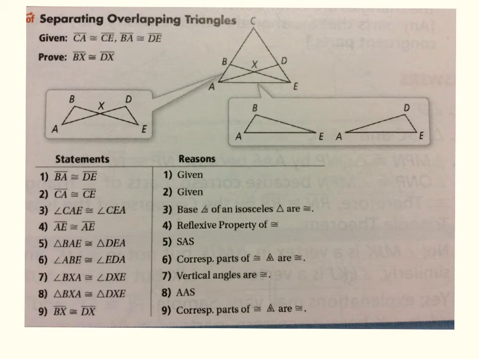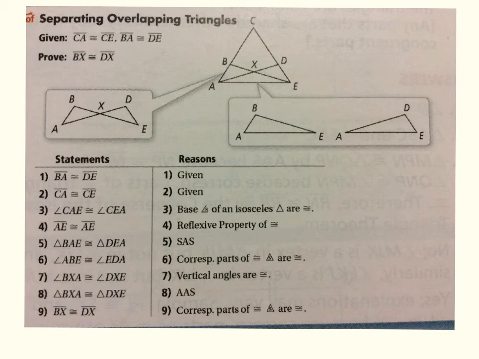CA is congruent to CE. That tells us that angle CAE is congruent to angle CEA. And we know that because the base angles of an isosceles triangle are congruent. You could have also said the isosceles triangle theorem. That would have worked as well.